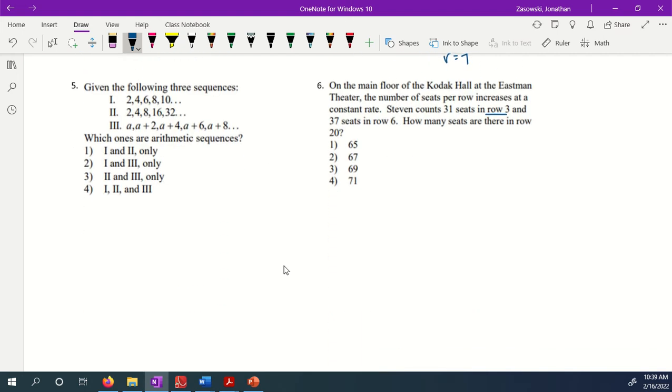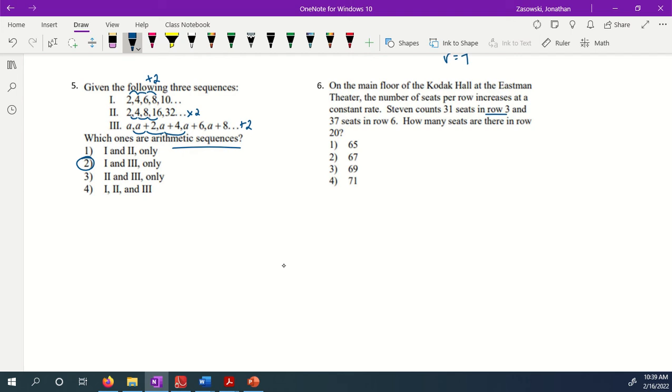Okay, given the following 3 sequences, which one is arithmetic? So remember, that means we're adding. So you can see as we go from 2 to 4, 4 to 6, 6 to 8, this is adding 2 every time. 2 to 4, 4 to 8, 8 to 16, this is multiplying by 2. And a plus 2, a plus 4, a plus 6. You can kind of think of this as a plus 2 plus 2, a plus 4 plus 2, right? So this is also adding 2. So which of the sequences are arithmetic? It would be 1 and 3 only.